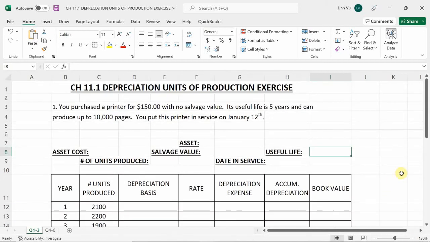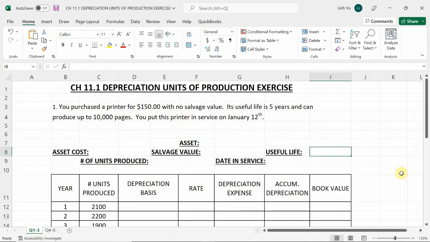Number one, you decide to purchase a printer for $150 with no salvage value. Its estimated useful life is 5 years, and it can produce up to 10,000 pages. And then of course you put this printer into service as of January 12th.